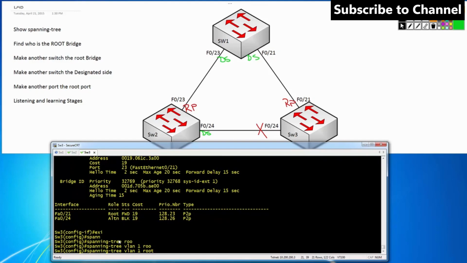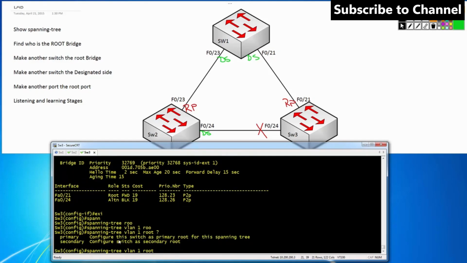Now, remember before, we used a priority to change a switch. And I said before that there were two ways of doing this. The first way was changing the priority to make it a higher or better root bridge. The root command allows me to do two things. One, if I set the priority, it's going to drop whatever my priority is. It's going to drop it twice.